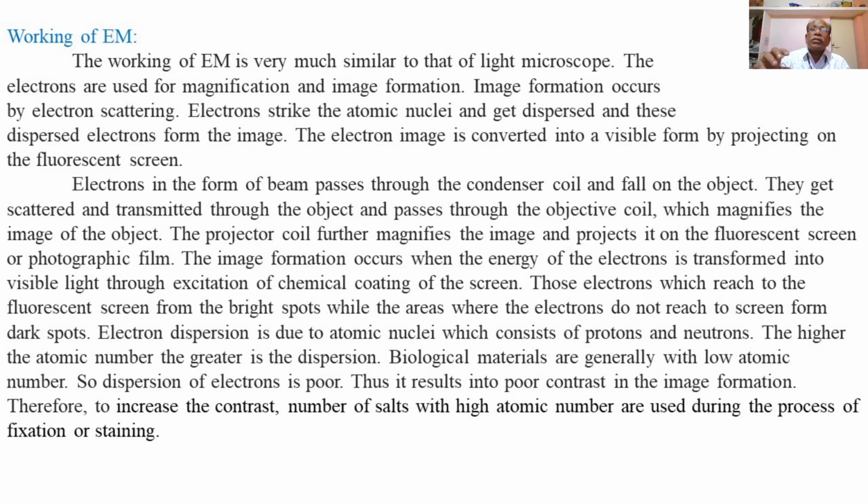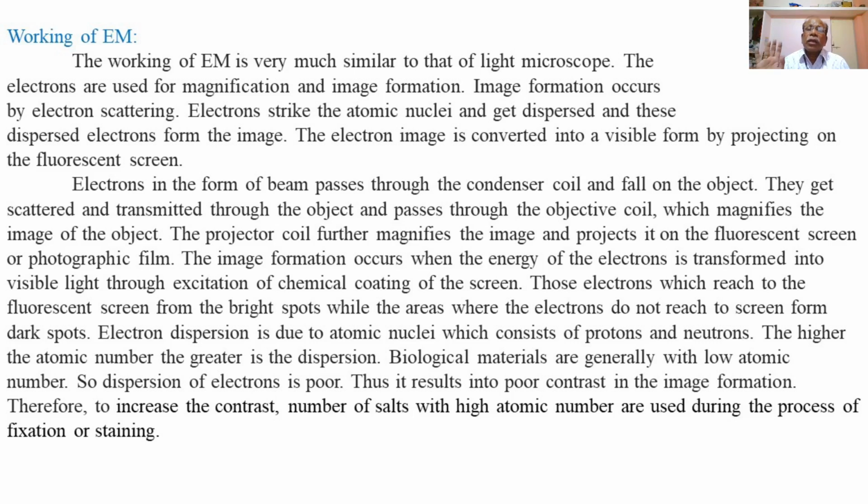Then the projector coils further magnify the image and project it on the fluorescent screen or a photographic film. The image formation occurs when the energy of the electrons is transformed into visible light through the excitation of the chemical coating of the screen.